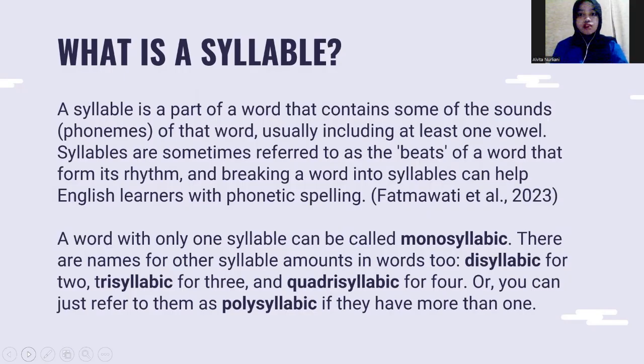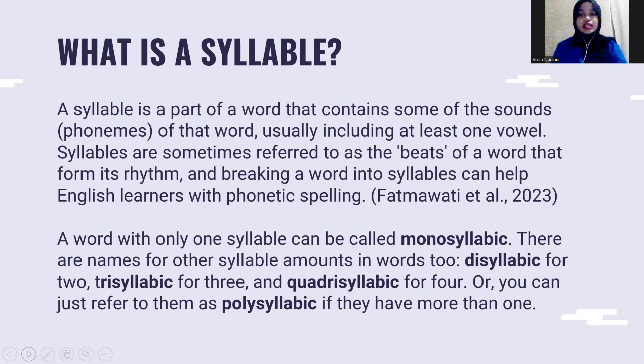The definition of syllable by Fatmawati: syllable is a part of a word that contains some of the sounds, or we can call it phonemes, of that word, usually including at least one vowel. It can be A, I, U, E, or O, and syllables are sometimes referred to as the beats of the word that form its rhythm, and breaking a word into syllables can help English learners with phonetic spelling.